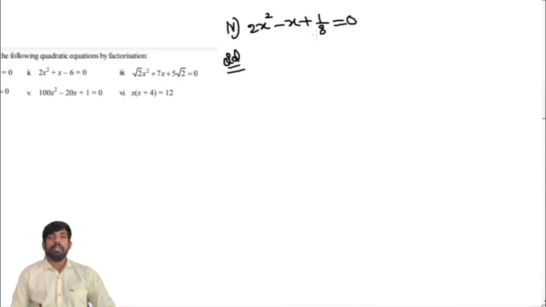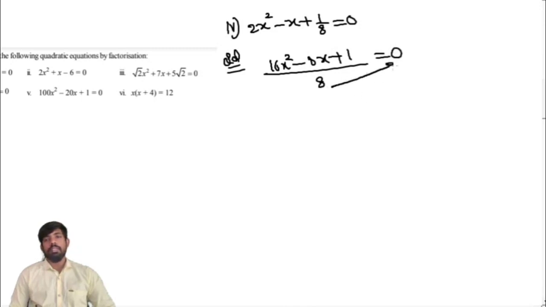First simplify here. 1 by 8 is there now. So first we will simplify. Do LCM 8, that means multiply 8 to everything, everywhere. So 2 8s are 16x square minus 8 into 1 by 8 is 1, 8x plus 1 equals to 0. So 8, send it to the right hand side. It will become 16x square minus 8x plus 1 equals to 0.